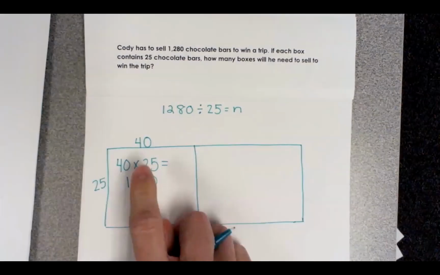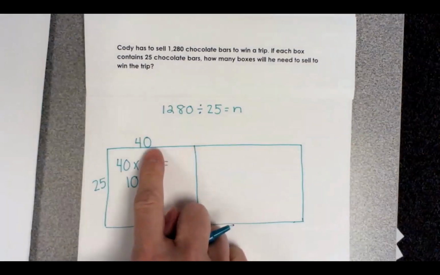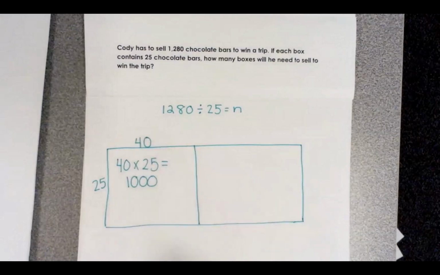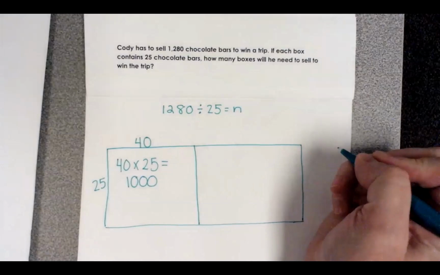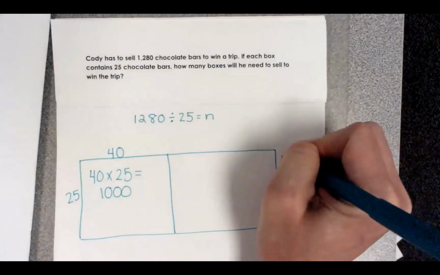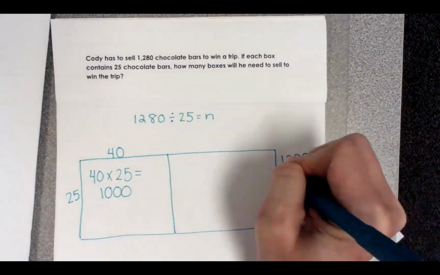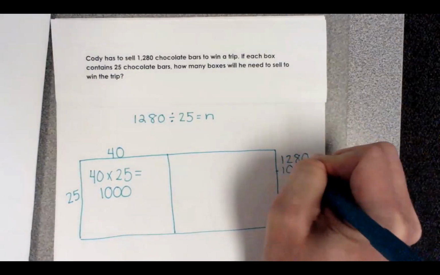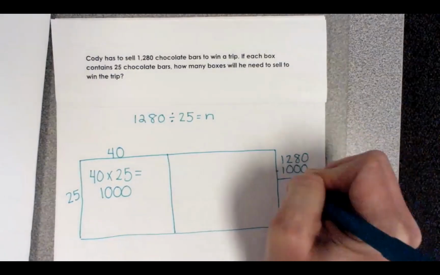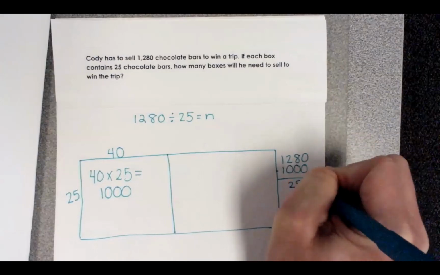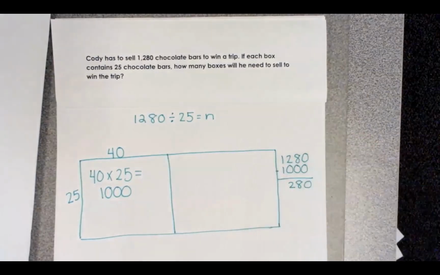Again, it's a partial quotient right now with my area model because I don't have the full quotient just yet, just a part of it. So I will come over here to the side to do some subtraction. Again, my dividend was 1,280. I'm going to subtract that 1,000, and I am left with 280 remaining. So I still have 280 left to divide.